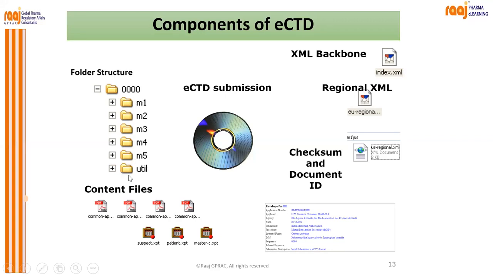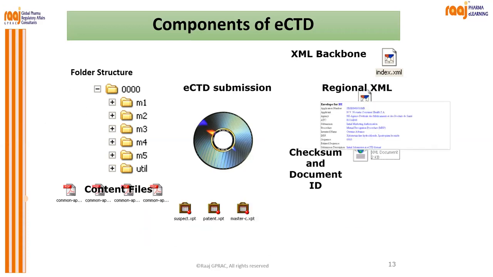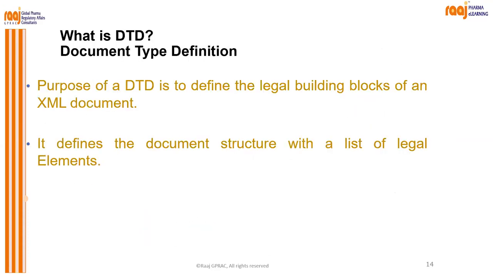And there will be a util folder, called the utility folder, which is generated automatically when you are using eCTD software. Okay. And there are checksum files and the regional.xml file, which creates the XML backbone. We will see, she will explain this in detail. So these are the components which are a mandatory requirement when you are going to submit your eCTD, and you have to understand the terminology, how it is used and why it is used.